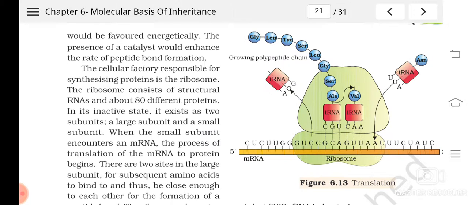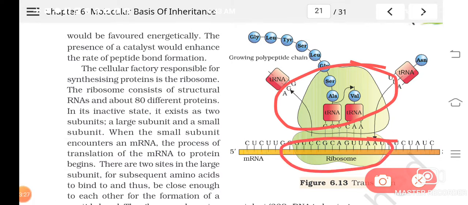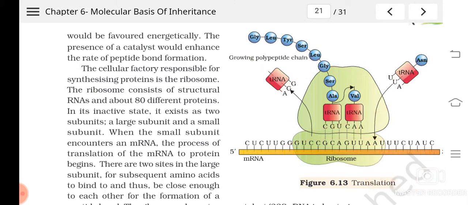Okay, now in the ribosome, I told you ribosomes are found as two subunits, the larger subunit, and this is the smaller subunit. Okay, and in the larger subunit you can see two sites, where the tRNA attached with the amino acids can reach and can join the bond between the amino acids which are carried by the tRNA. Okay, so how does this process take place?